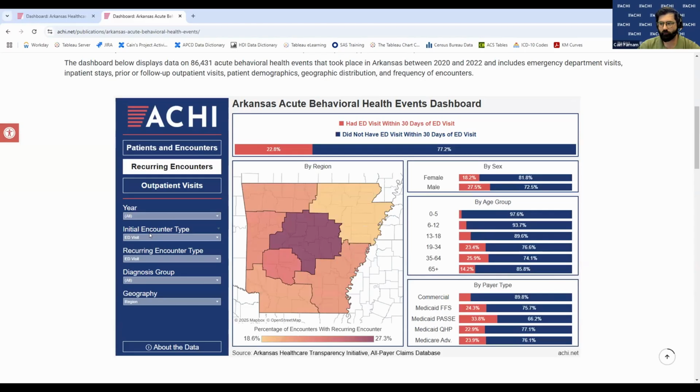The other encounter types, I mentioned we have inpatient stay. We can toggle to inpatient stay to see how often they are readmitted within 30 days. And for the statewide 2020 to 2022 time period, that is 19%. So if you're hospitalized for behavioral health diagnoses, within 30 days, 19% of those individuals are hospitalized again.